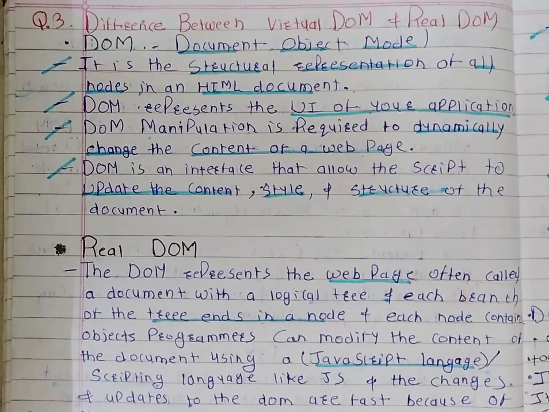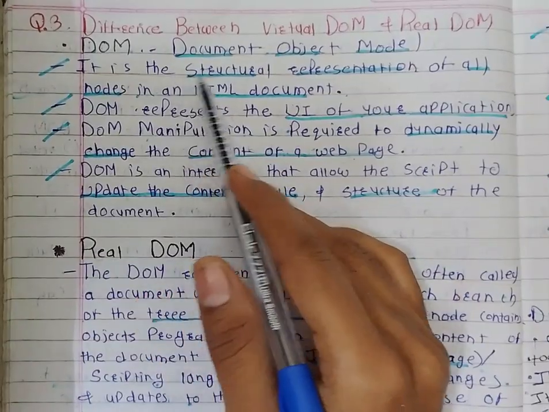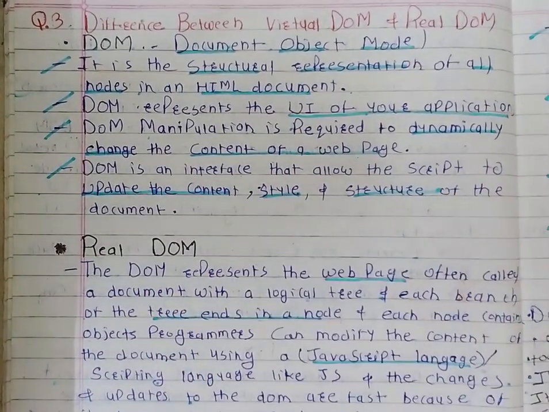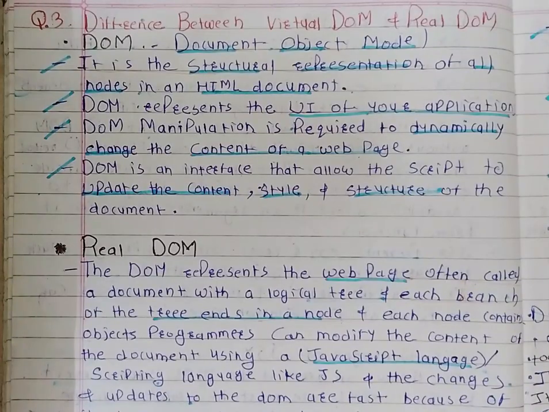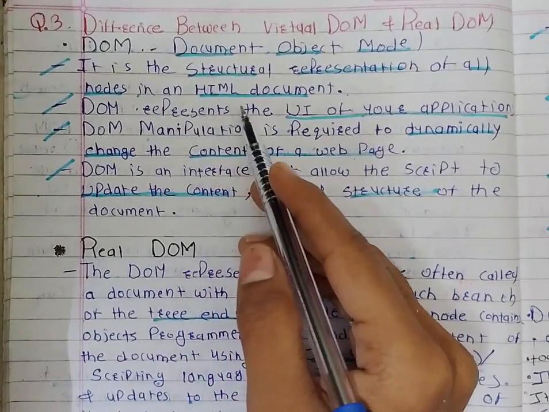Today we are going to learn about the difference between virtual DOM and real DOM. First of all, we will learn about what is DOM. DOM stands for Document Object Model. It is basically a structural representation of all nodes in an HTML document.